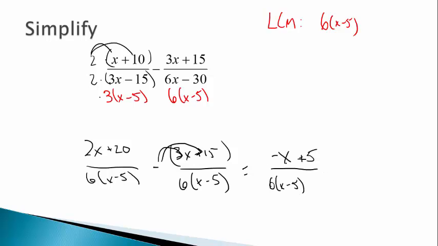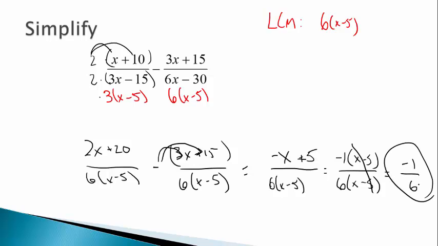Now you might think you're done, but look at the top. I can factor out a negative 1, and I'm left with x minus 5 over 6 times x minus 5. The x minus 5 terms can cancel. This one actually simplifies to a rational number, negative 1/6.